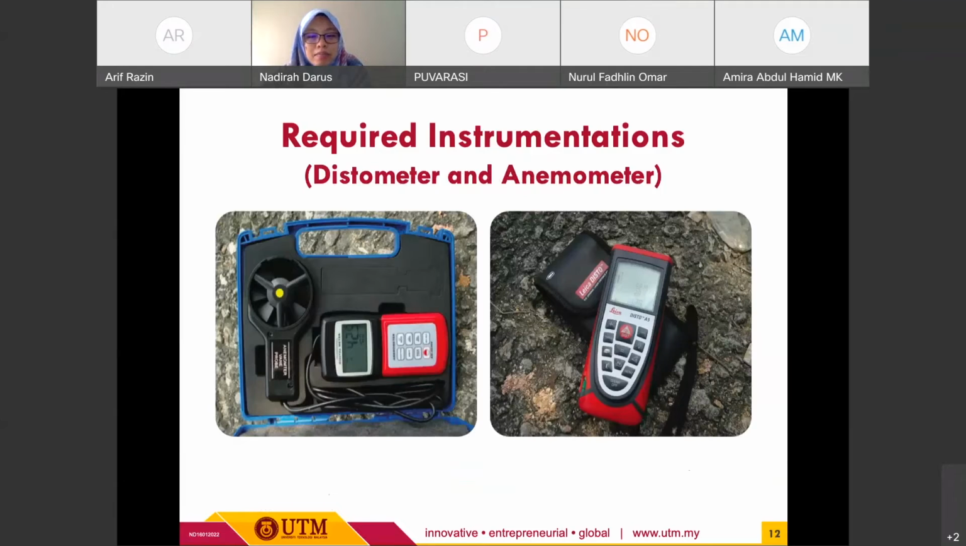This is the example. This one is the anemometer wind probe. We can know the air temperature and wind speed. And this one is one type of distance meter, right?